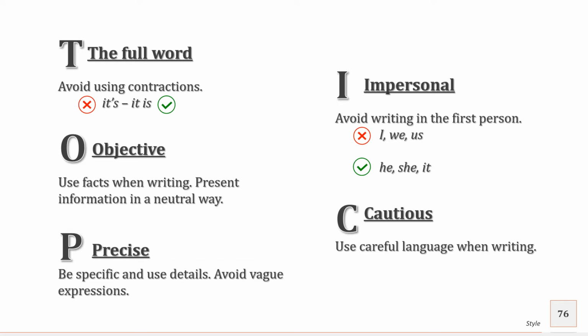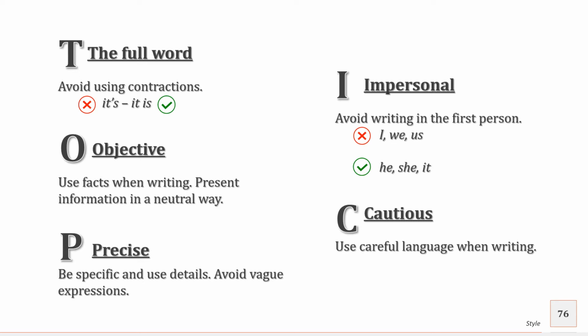P for precise. It is important to be specific and write in details. Your writing should never be vague or left open to one's own interpretation. In other words, it should not be ambiguous. Now, what is the meaning of the word ambiguous? This means that the word or the sentence that you use is open to more than one interpretation, or that it has a double meaning. So we should always try to avoid being ambiguous.